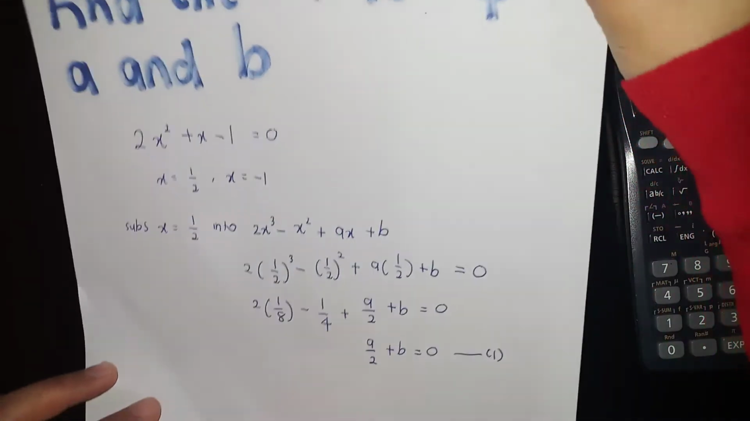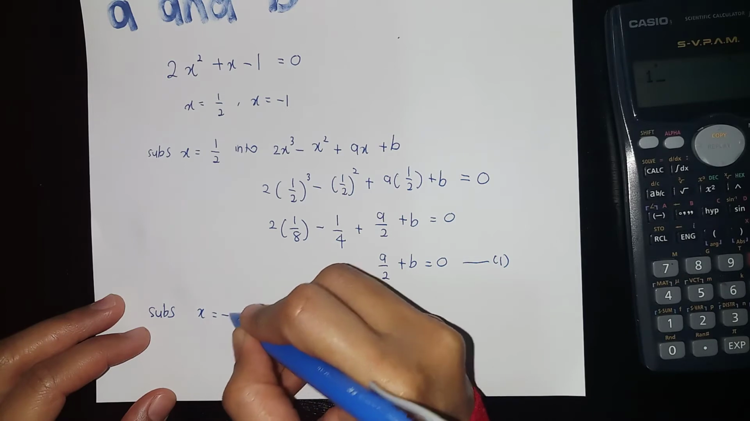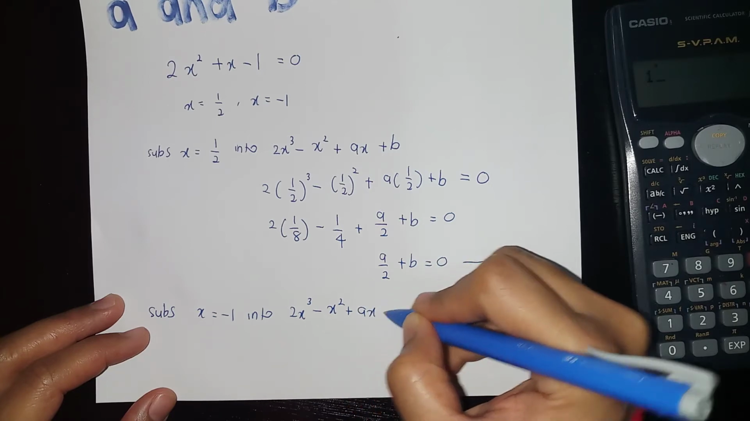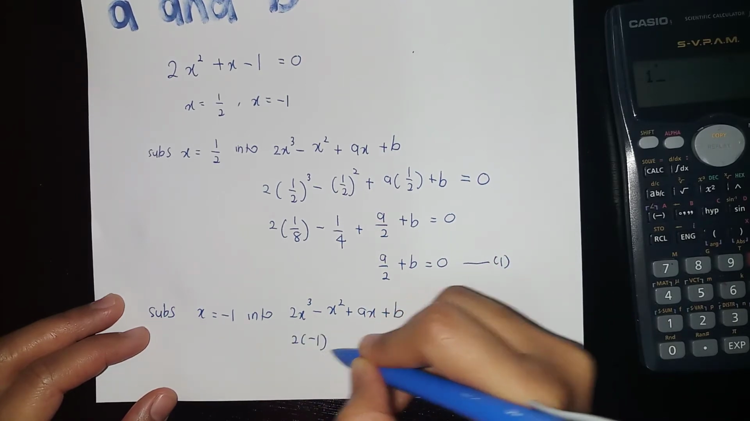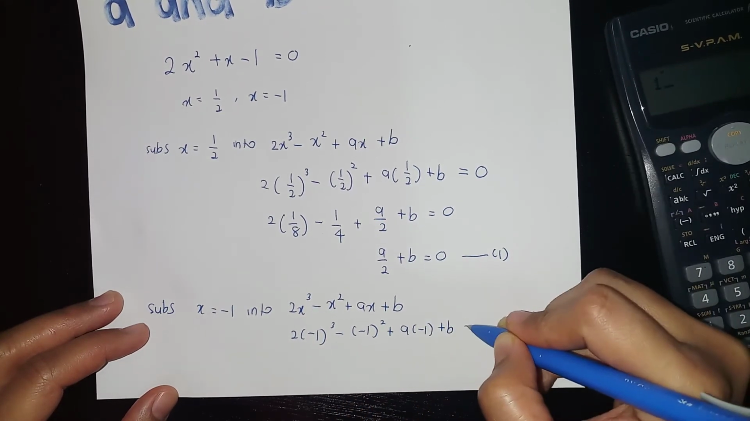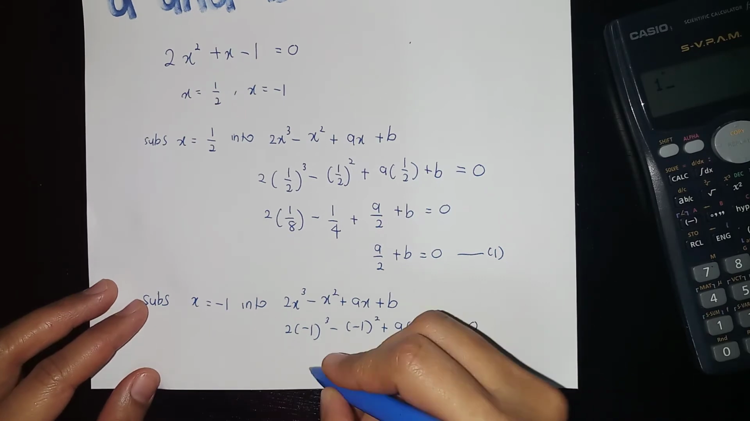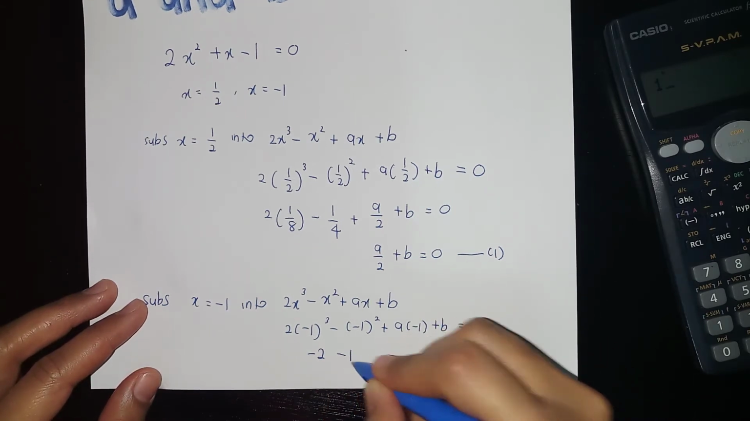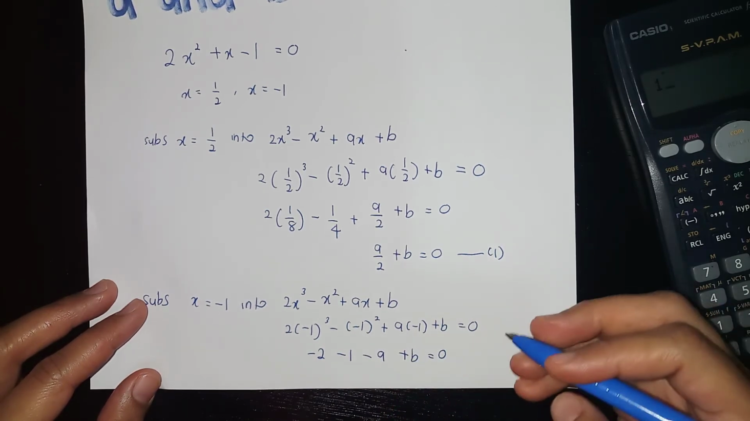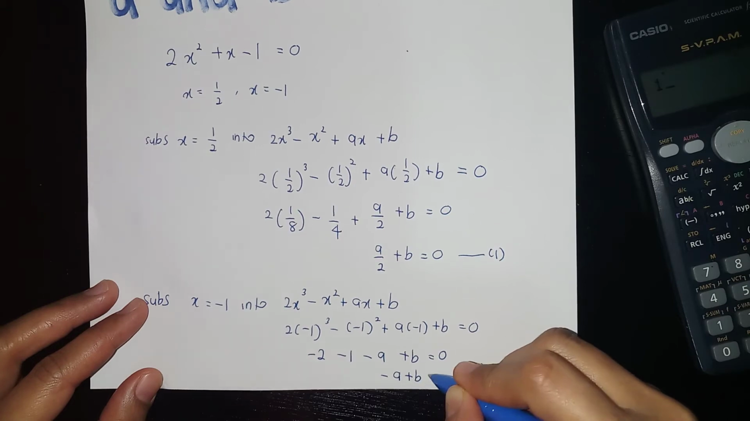So, okay, second one, you substitute x equals to negative 1 into 2x cubed minus x squared plus ax plus b. So you should get 2 negative 1 cube minus negative 1 square plus a negative 1 plus b must be equals to 0. Why? Because this is a factor. Factor substitute must get equals to 0. So you should get negative 2 minus 1 minus a plus b equals to 0. Okay, you simplify this, you should get negative a plus b equals to 3.